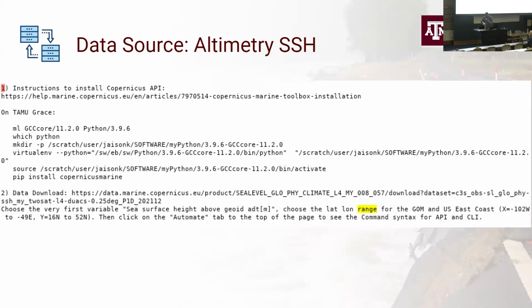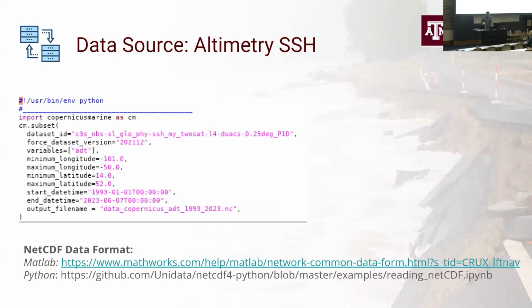If you have an account on our supercomputer, this is what you need to do. Basically, I install the Copernicus API, and this will help you download the data set for the period that you want. You can use the API and then specify the variables you are interested in, and what start time and end time you want to get the data. This is for verifying your credentials, and the time range is typed here.